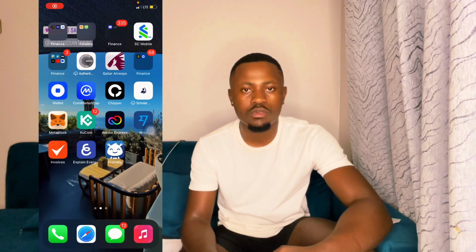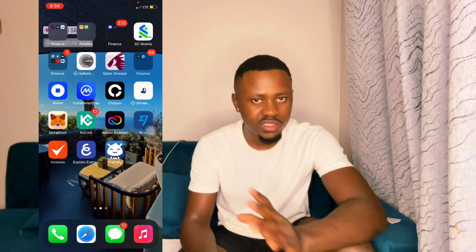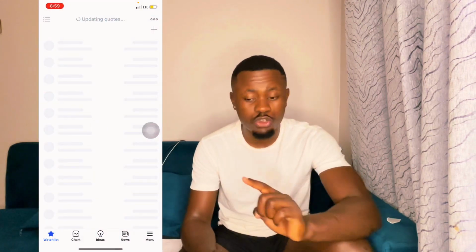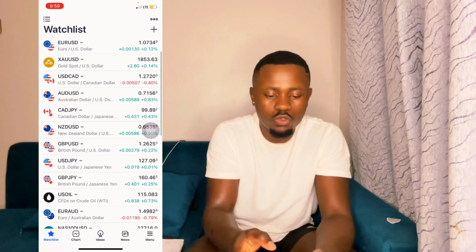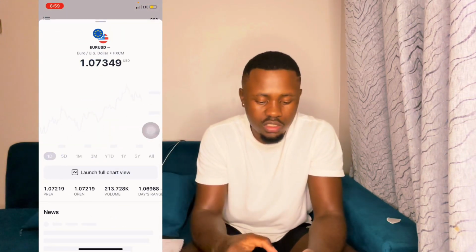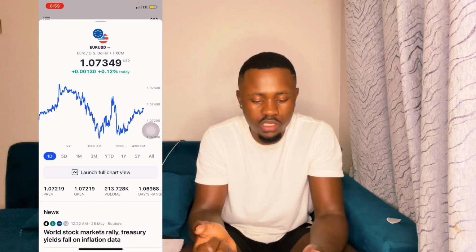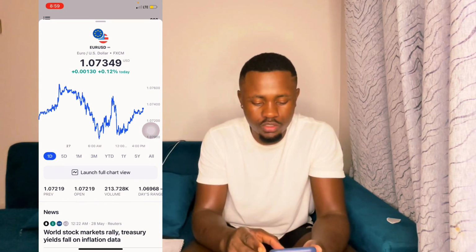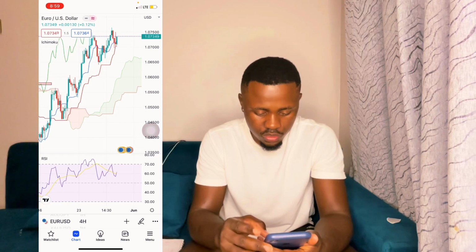So the first thing you need is TradingView. This is the best platform to analyze markets, to backtest, and everything to do with forex. It's with analysis, TradingView is the best. So I'm opening my TradingView. What we want to do is open any chart. I'll open EUR/USD because I took some trades on this market, and this is the most traded currency pair in forex. So this is my EUR/USD, as you can see.